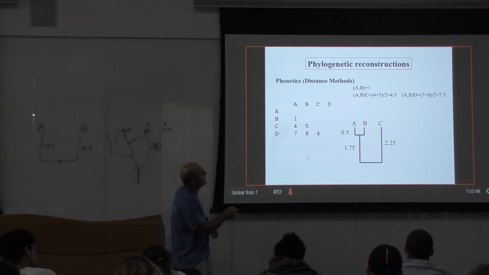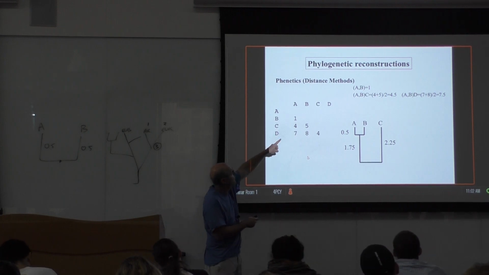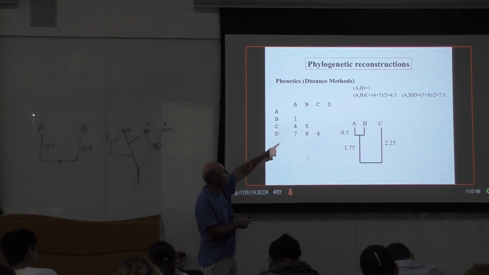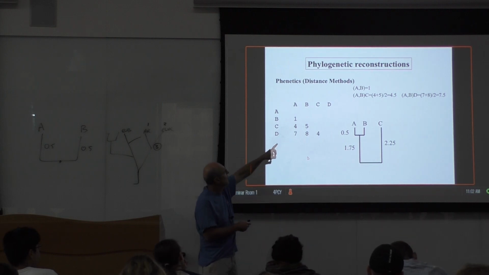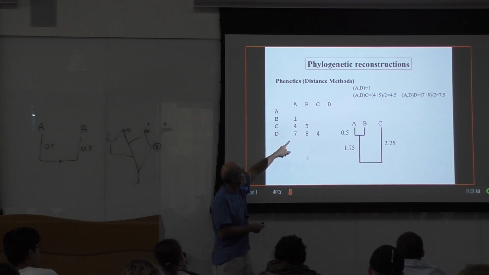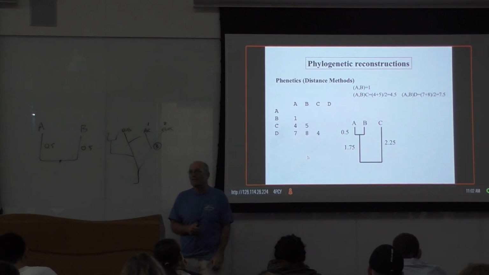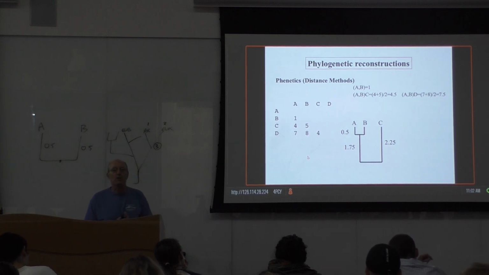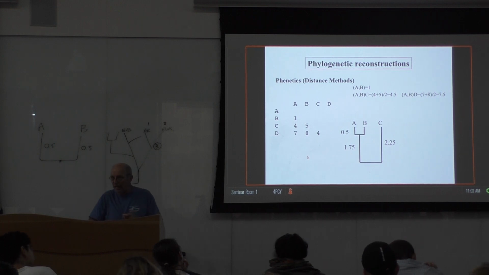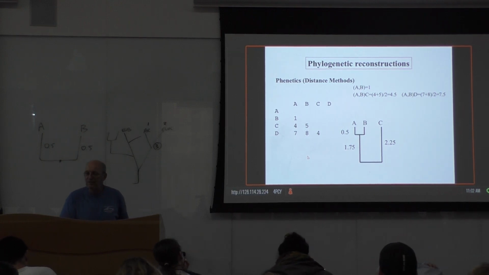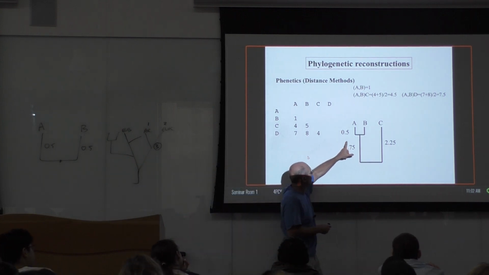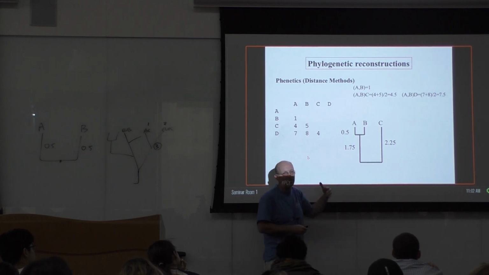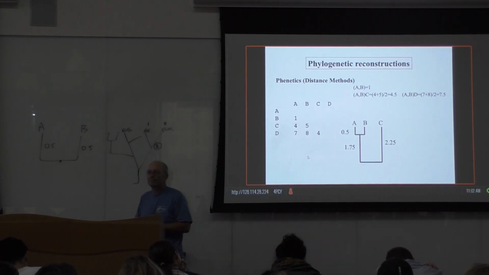You see the way it's done is that the distance between A and C is 4, the distance between B and C is 5, and the average between 4 and 5 is 4.5. That's how I found this. And the distance between A and D is 7 and between B and D is 8. The average between 7 and 8 is 7.5. That's how we come up with 4.5 and 7.5. And then because you need to go down and then back up, 4.5 divided by 2 is 2.25. That's why here there is 2.25. And then 0.5 and 1.75 is 2.25 as well.